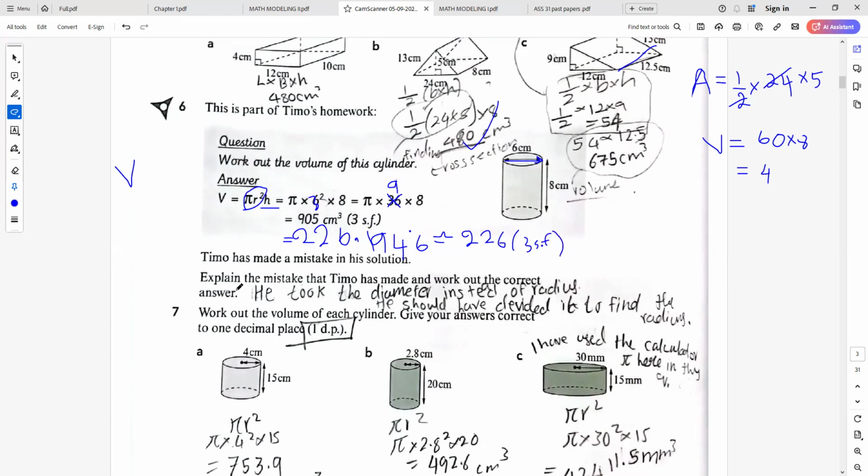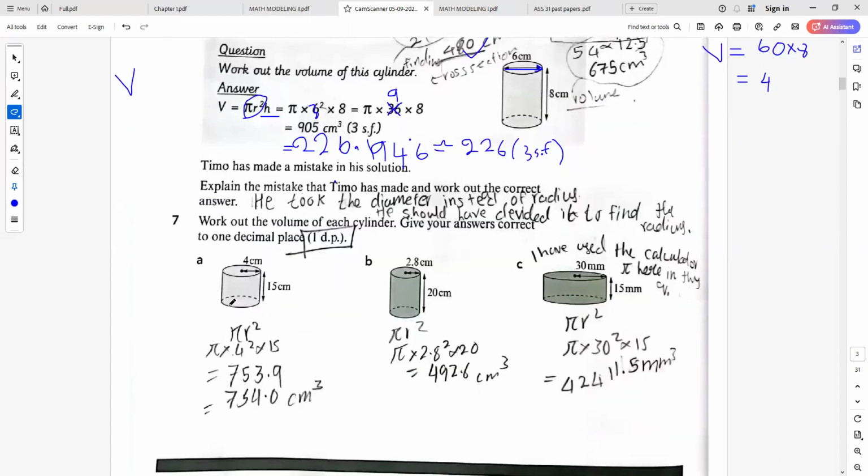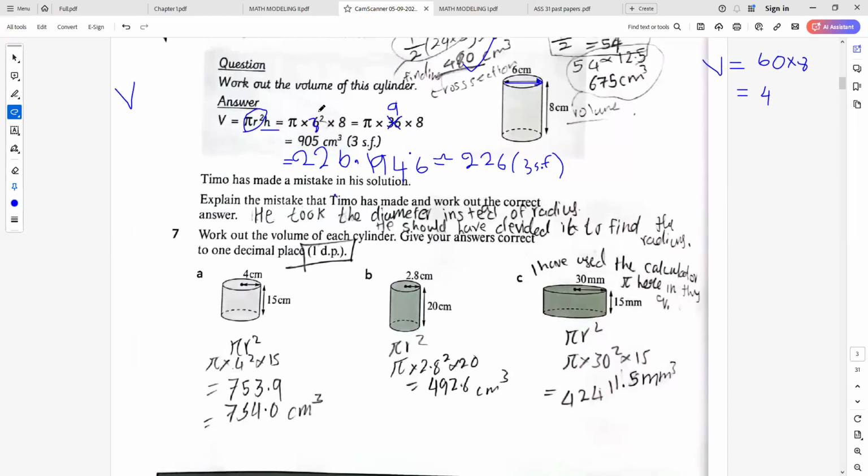Okay. Now Timo has made a mistake in his solution. Explain the mistake that Timo has made and work out the correct answer. This calculation was done by Timo and he has made a big mistake. Timo has substituted the radius wrongly. He is supposed to put 3 here. He took the diameter instead of the radius. He should have divided it to find the radius.